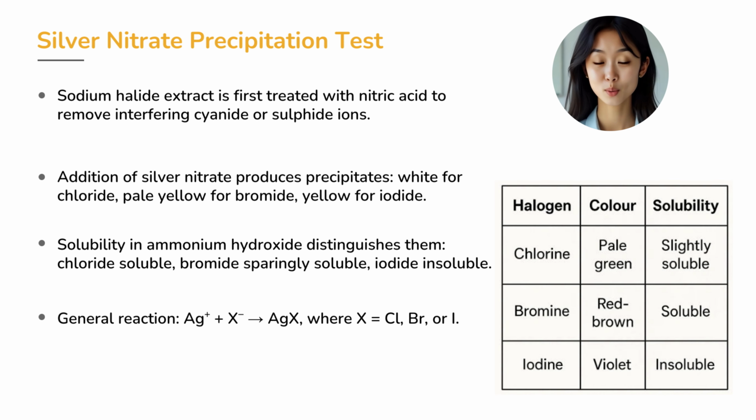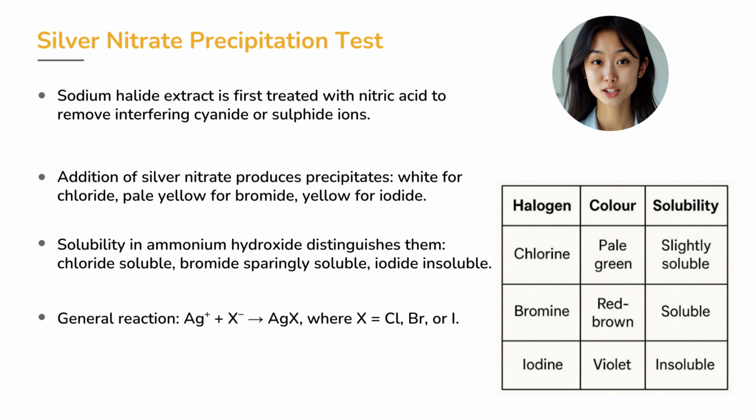Halogens like chlorine, bromine, and iodine require extra care. The sodium fusion extract is first acidified with nitric acid. This step destroys interfering ions like cyanide or sulfide, which might otherwise give false results. When silver nitrate is added, halide ions form colored precipitates. Chloride forms a white precipitate of silver chloride, which dissolves easily in ammonium hydroxide. Bromide forms a pale yellow silver bromide precipitate, sparingly soluble in ammonium hydroxide. Iodide forms a yellow silver iodide precipitate, which is insoluble.